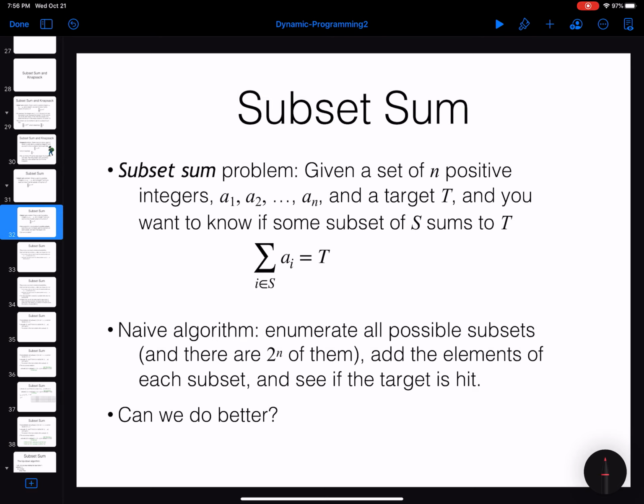Of course, this naive algorithm is not going to be good. If you have n items, the number of subsets is going to be 2 power n, and it is exponential. In fact, you also need to calculate the summation of those numbers. So in total, the time complexity of this algorithm is going to be n times 2 power n, which is not good, of course. So we want to find a better solution.